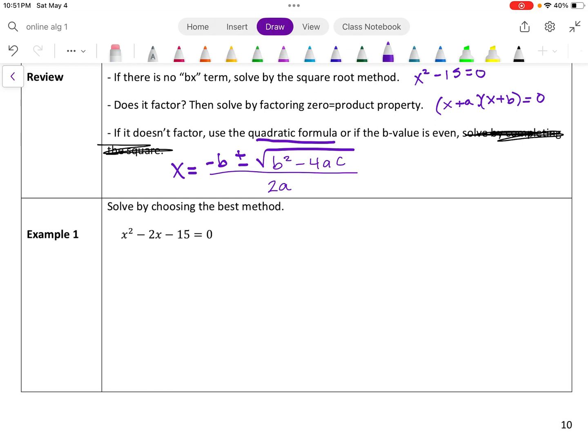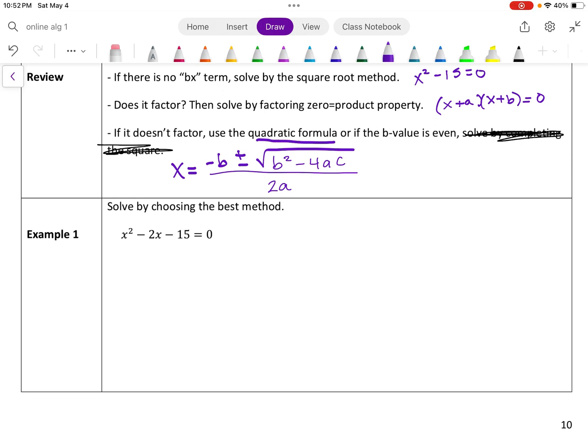Now, the quadratic formula, remember, that's going to work 100% of the time, but it's not always the most efficient. So when we're talking about the best method, we're really thinking about what's the most efficient method, right? What's the quickest? What's just going to be the easiest for this problem? So we always want to just check and see if the square root or factoring would work first, and then if it doesn't work, we know quadratic formula is what we have to use. Again, you could always use a quadratic formula, but that's not the most efficient.